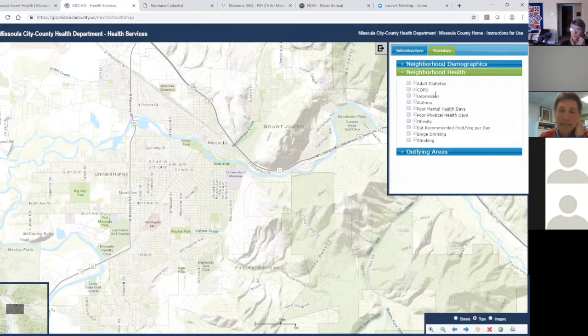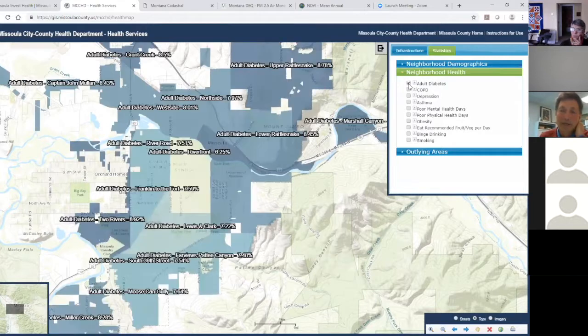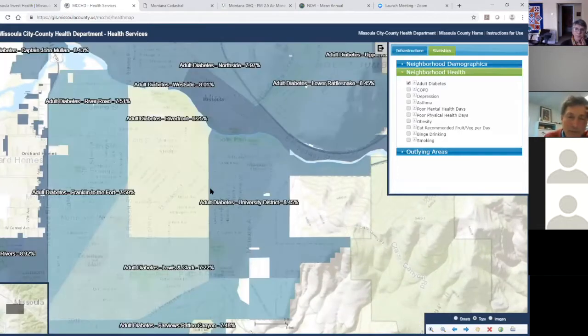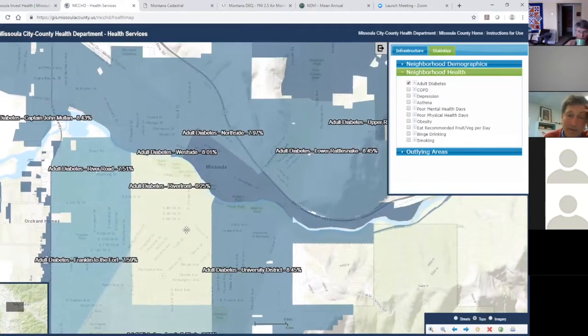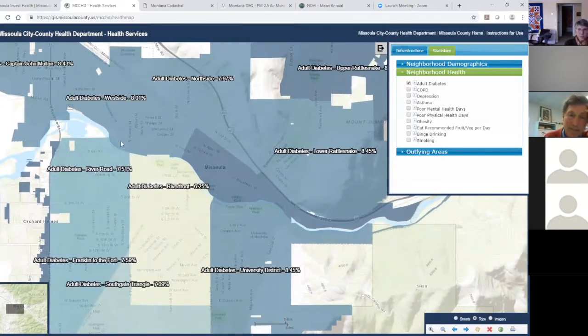And I'm just going to select, I'll just pick the first one here, adult diabetes. And what they've done is it's a little bit difficult with the labeling because it kind of clutters it a bit. But sorry, I'm just zooming in a little bit more. So what they've got here is prevalence of adult diabetes by these different neighborhoods that are largely based on census level data, as we'll see in a moment.